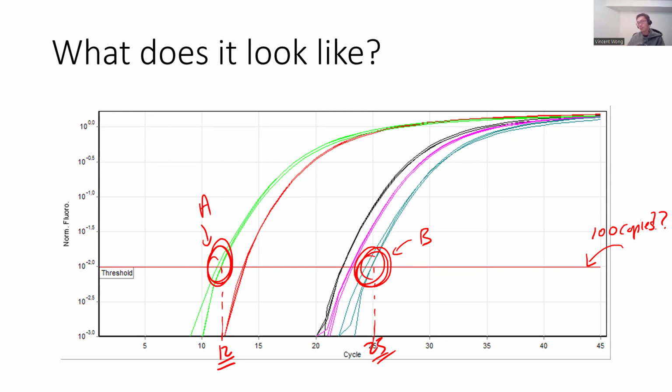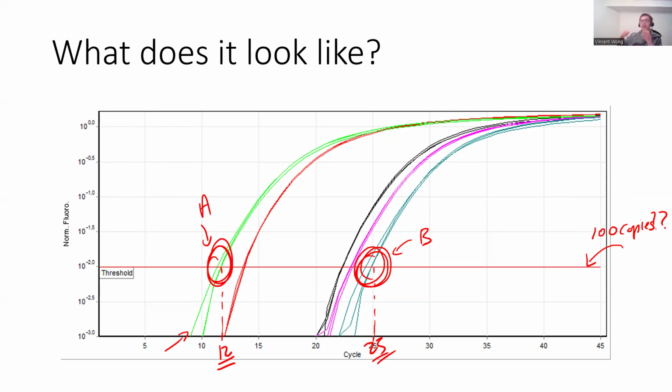What do you think? A. Why is that? Because it takes less time to get more copies, right? Yes. So that means this person already has a lot of viral DNA to begin with. That's why it didn't take too long to make 100 copies, right?